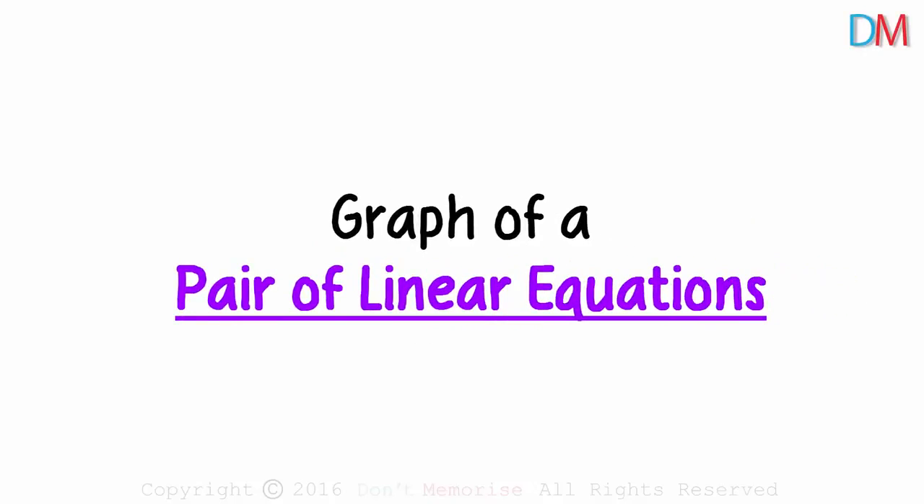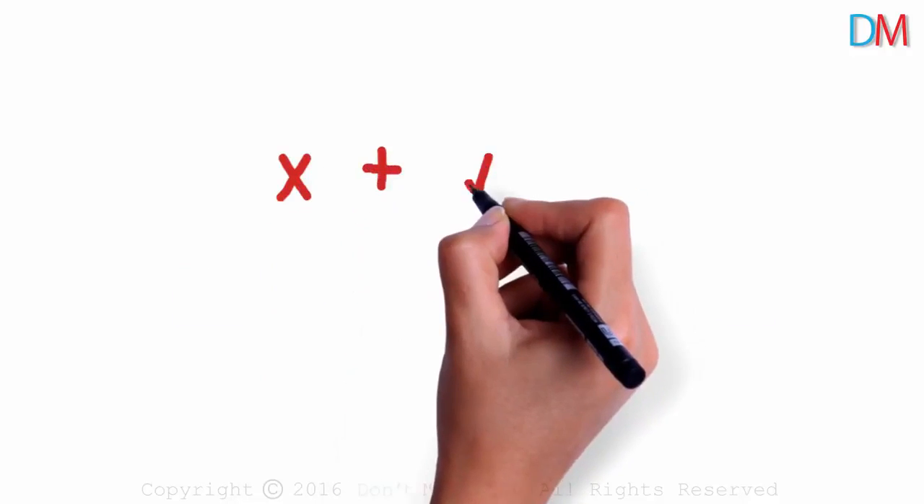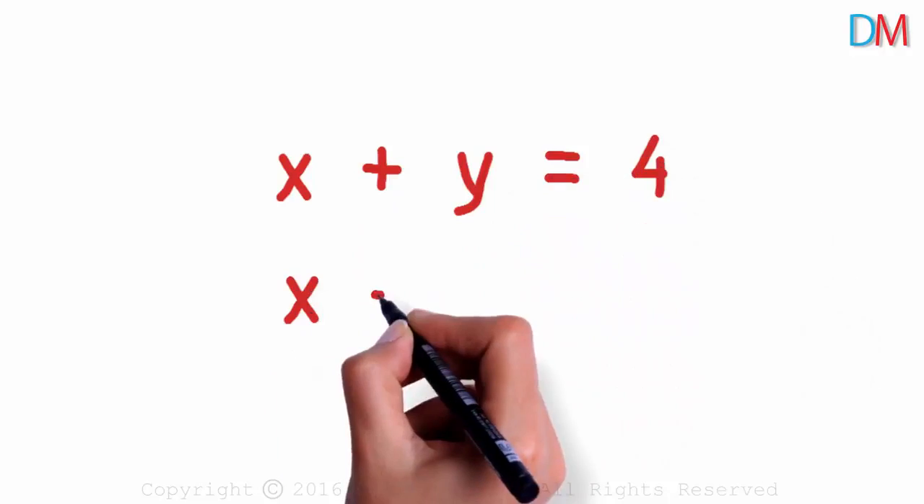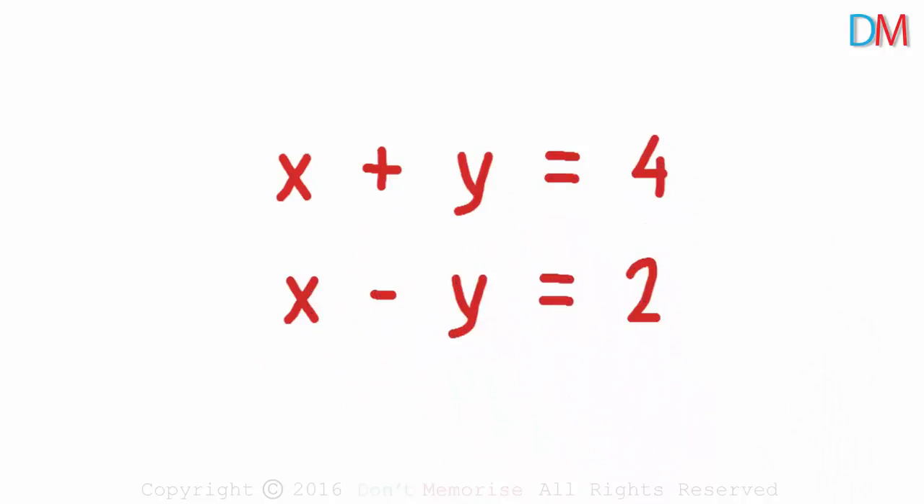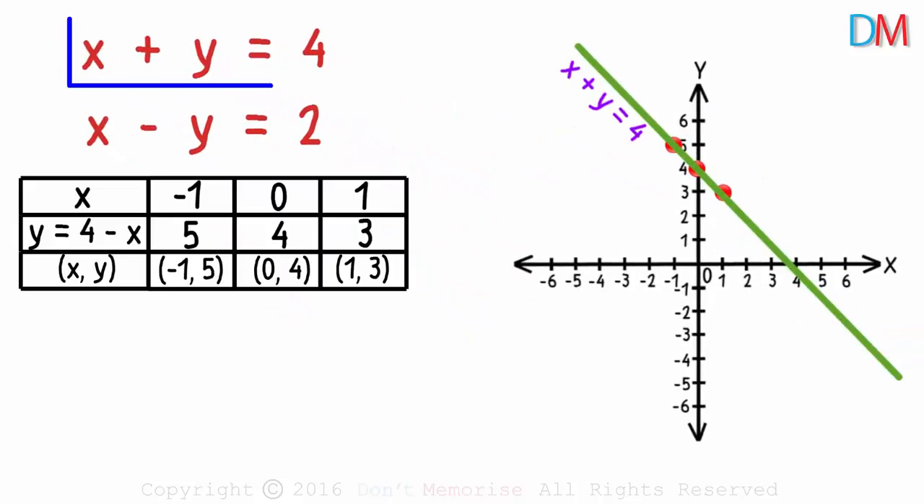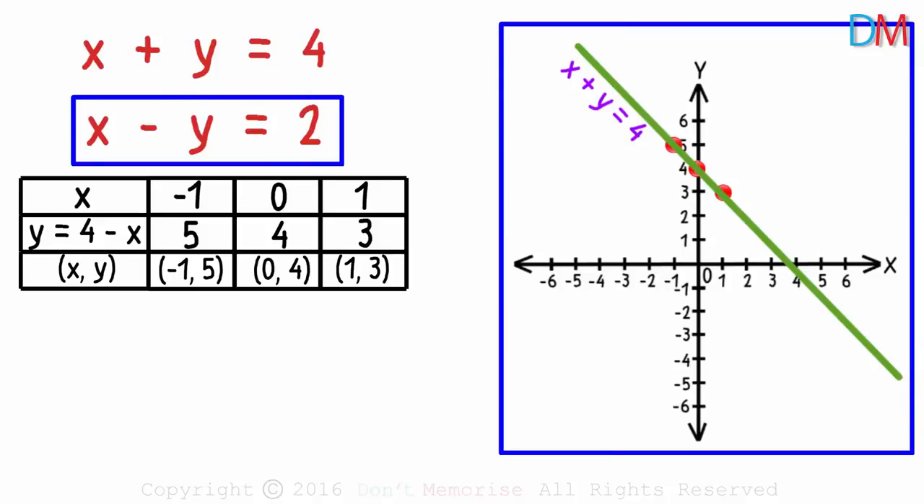How does the graph of a pair of linear equations look? Let's take two equations. First, x plus y equals 4 and second, x minus y equals 2. In the previous video, we'd plotted the graph of the first equation. Now let's plot the graph of the second one on the same plane. Let's see what we get.